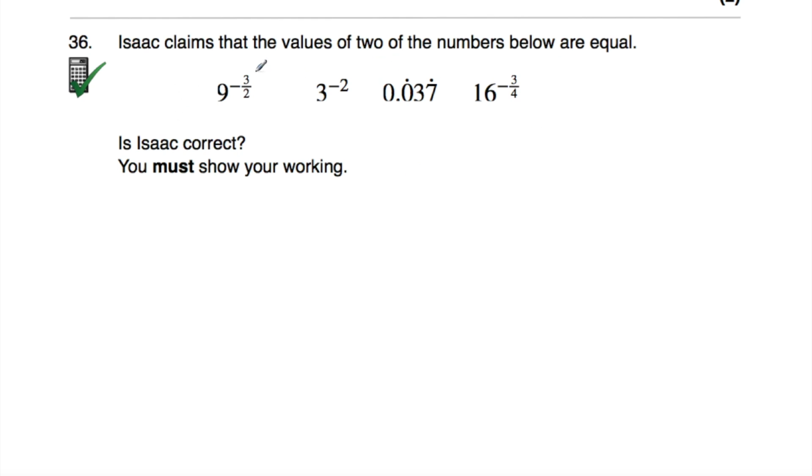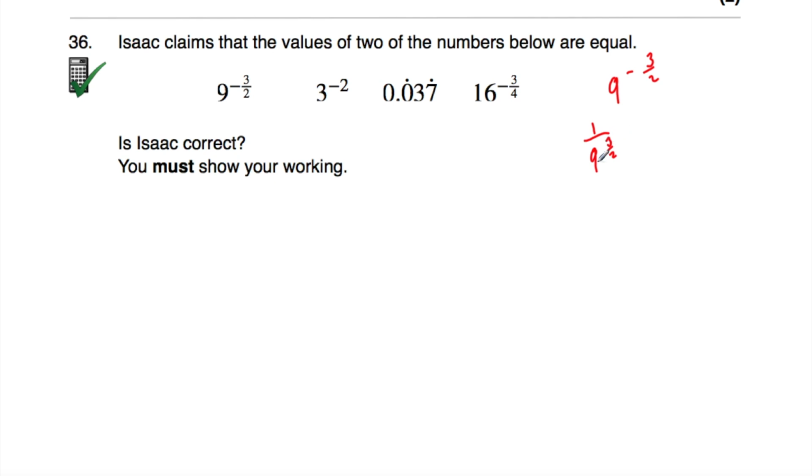Okay, so let's write all of these as fractions. So first of all, we've got 9 to the power of minus 3 halves. So here we've got a negative power, so I'm going to do 1 over the positive power, so 9 to the power of 3 halves. So 1 over 9 to the power of 3 halves. And to work out 9 to the power of 3 halves, we're going to square root it and then cube it.